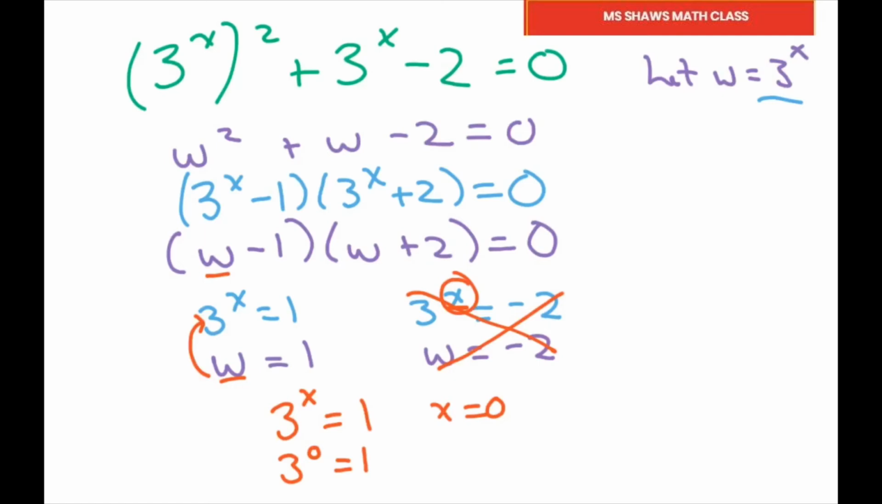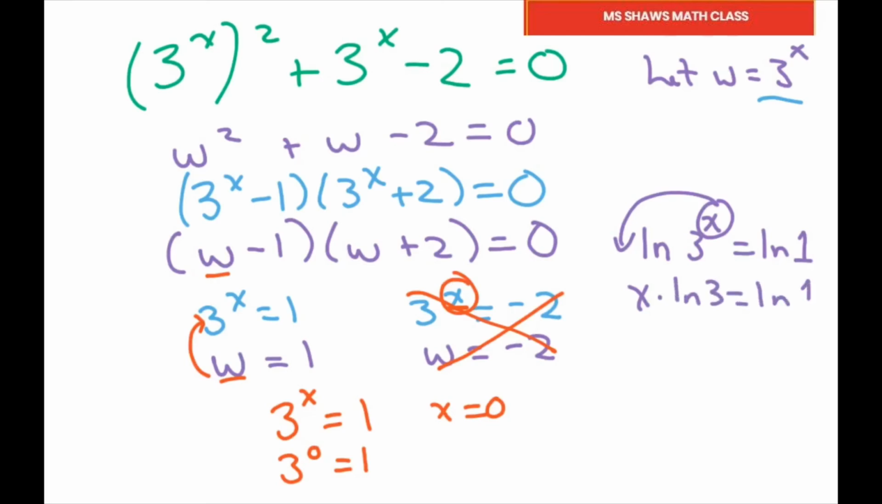Now, what most students do is go ahead and take ln of both sides. So if I take ln of 3 to the x power equals ln of 1, and then you do your power property and get x times ln of 3 equals ln of 1, then you get x equals ln of 1 divided by ln of 3. And this is not totally simplified. Ln of 1 equals 0, so you have 0 divided by ln of 3, which equals 0.